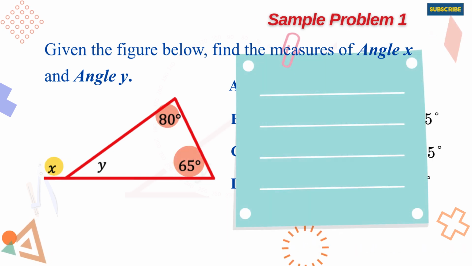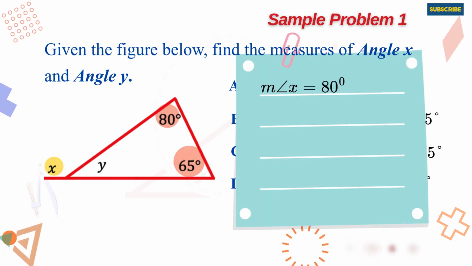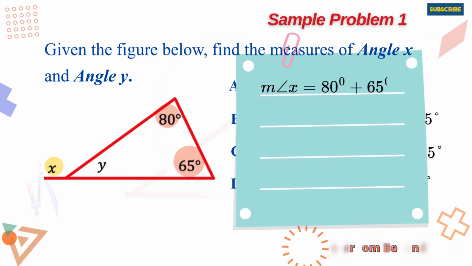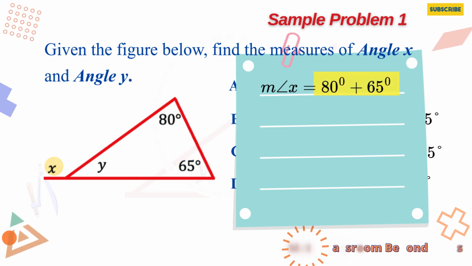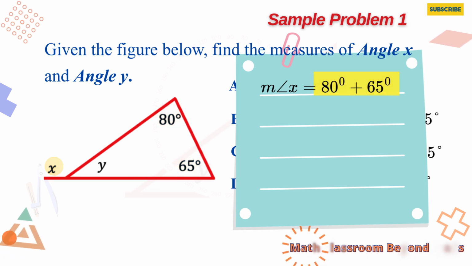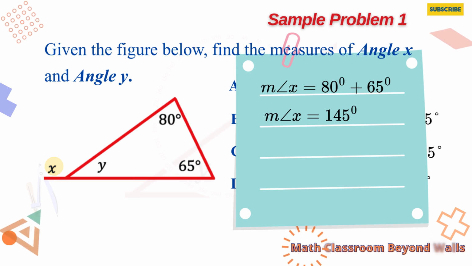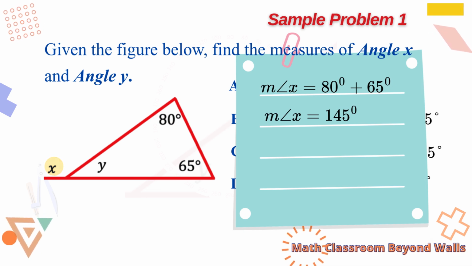That is, 80 degrees plus 65 degrees. Adding 80 and 65 gives us 145 degrees. Thus, the measure of angle X is 145 degrees.